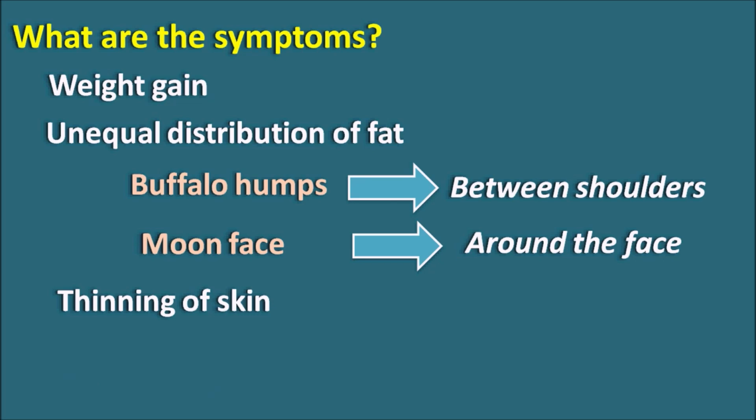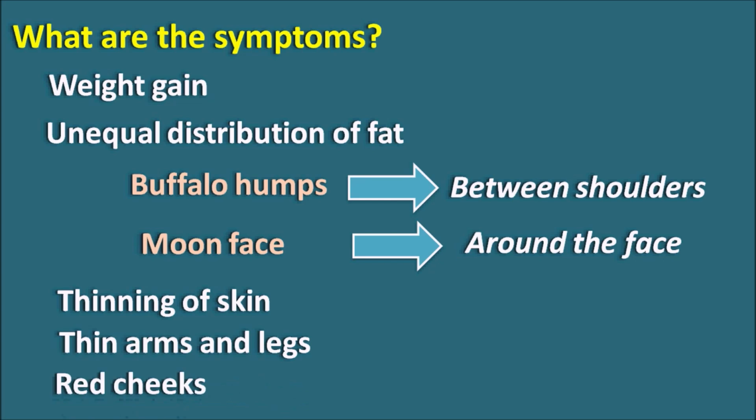In Cushing syndrome, the patient's skin is very thin, easily fragile and easily broken. So this thinning of the skin leads to more complications in the patient. And we can also observe the thinning of arms and legs. So arms and legs become very short and thin. And red cheeks. As the skin becomes thin, the blood vessels are easily exposed. So we can observe a reddish or pinkish discoloration. So red cheeks are observed in the patients.